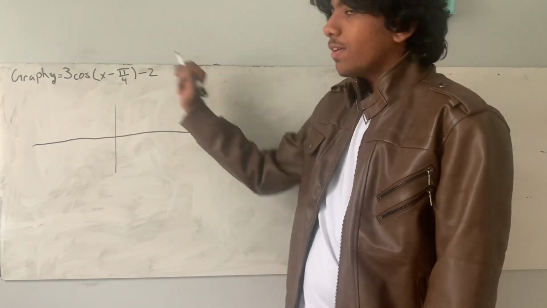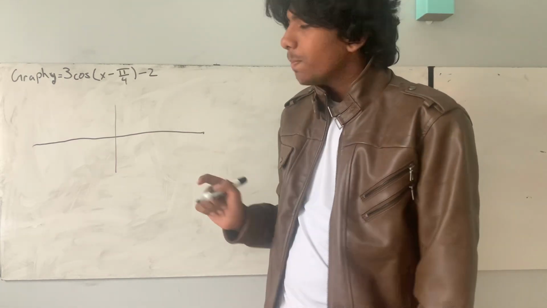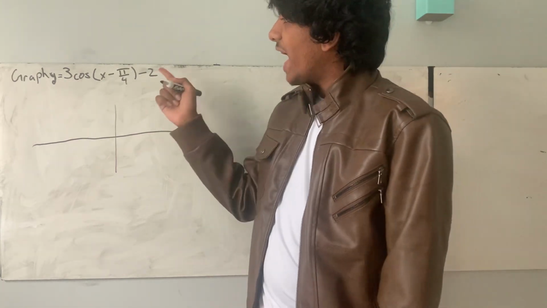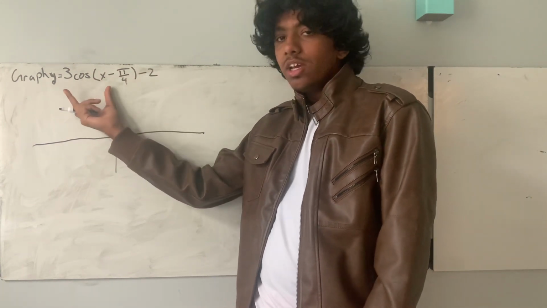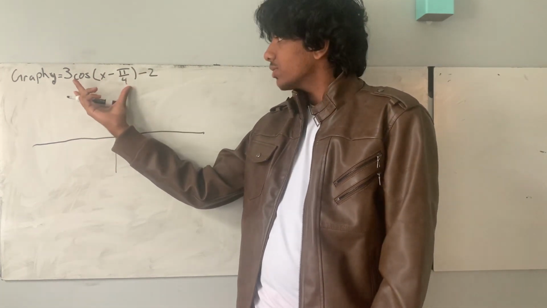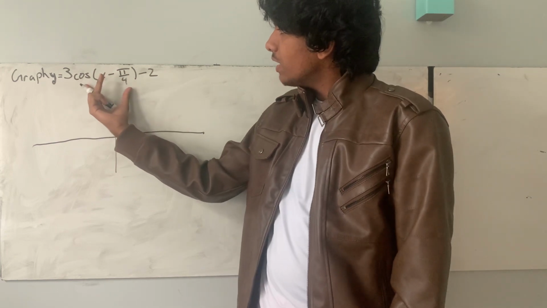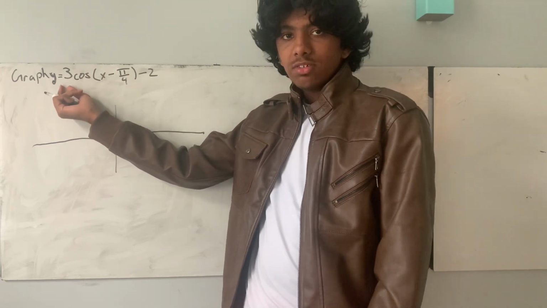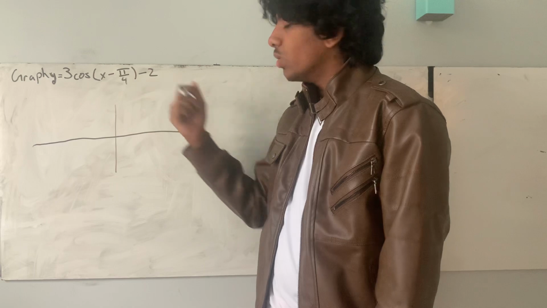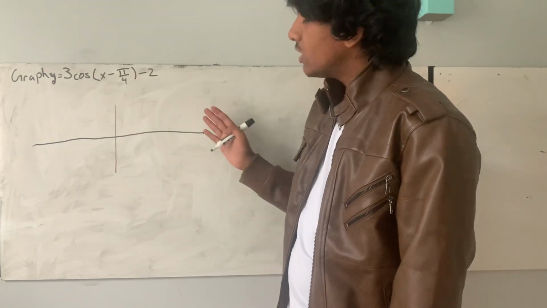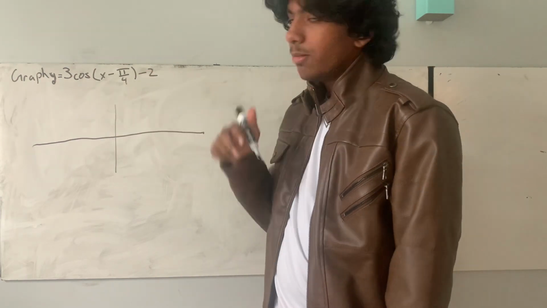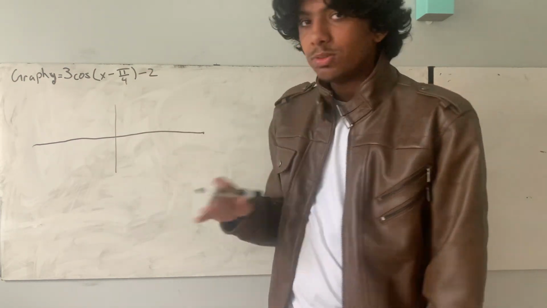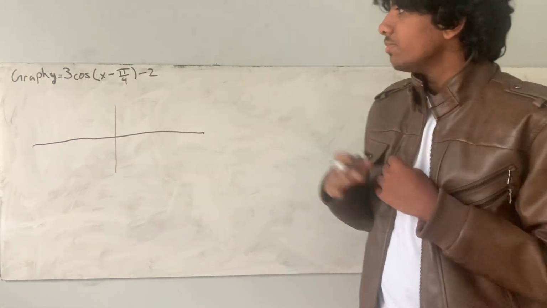But we're not only going to have 3 and -3, we're going to have 1 and -5. Why? Because it's a -2. At most you're going to get a 1 from this cosine, it doesn't matter what the inside is. And whenever you get that 1, it gets multiplied by 3, so it's 3 minus 2, which is 1. The similar thing for -1: -3 minus 2, which is -5. So it's going to oscillate between -5 and 1.